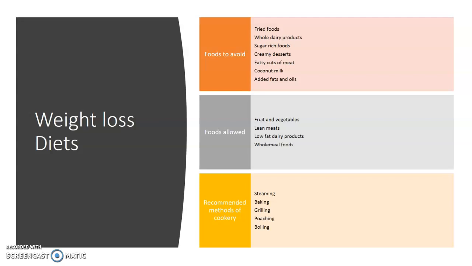And we need to be very careful about our methods of cookery. We want to think of the methods that trap the nutrients in the food but don't use a lot of oil. So we don't want to do any roasting or frying. We want to keep the steaming, baking, grilling, poaching, and boiling methods of cookery.